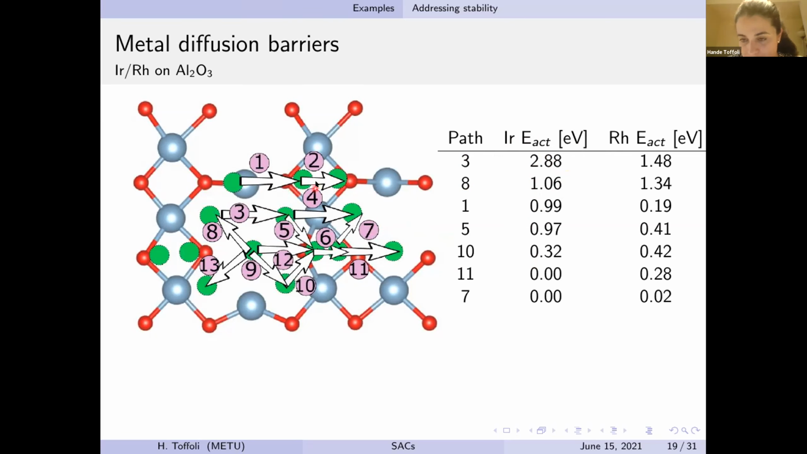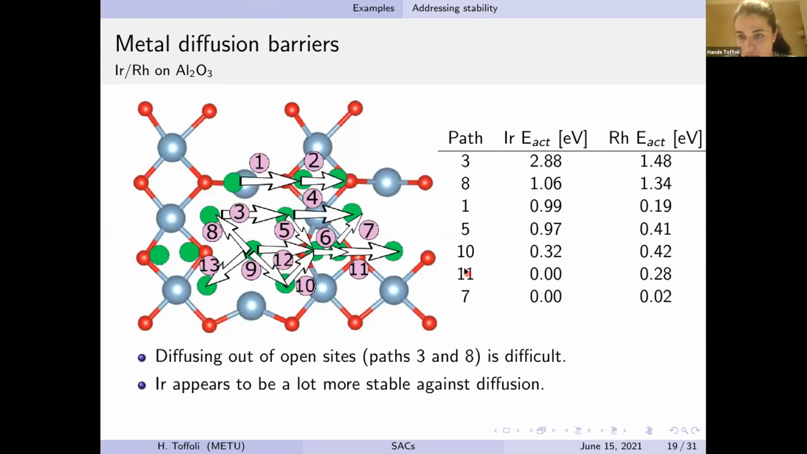Not only are the atoms really strongly bonded to this surface, but also it is difficult for them to diffuse. Of course, some other paths provide easier diffusion, but that's expected. The conclusion, however, is that this is a very stable surface for absorption of iridium and rhodium. So how about a less open surface?